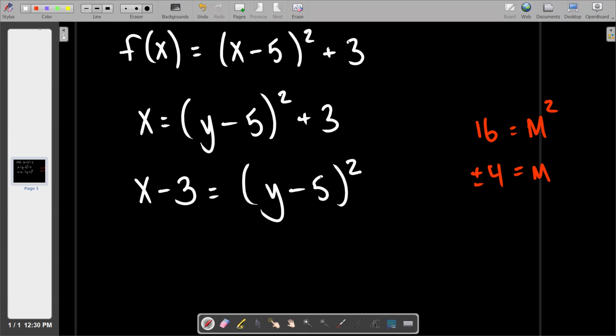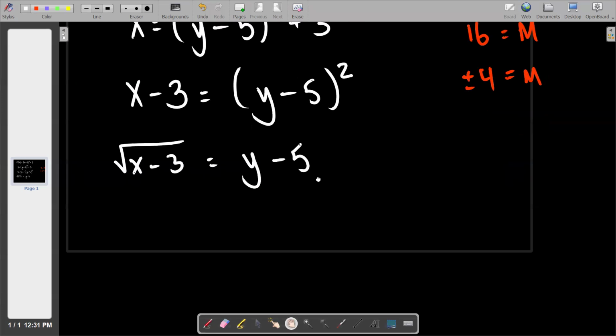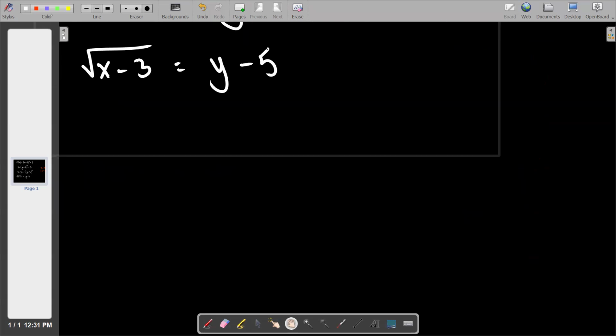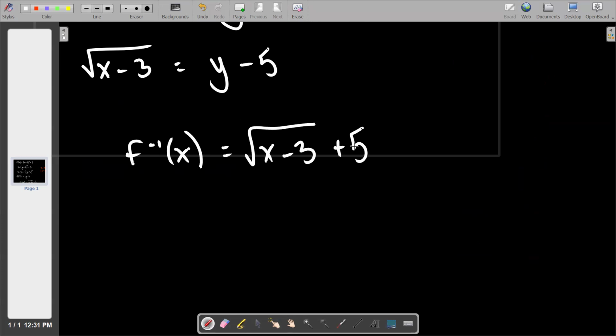So the way it's going to look when we're done square rooting is the square root of x minus 3 equals y minus 5. And then we're done. I feel like this is the significantly simpler version of what we're going to do next. If I move the 5 across, and the function I called f of x, so its inverse I will call f inverse of x, and it will be the square root of x minus 3 plus 5.